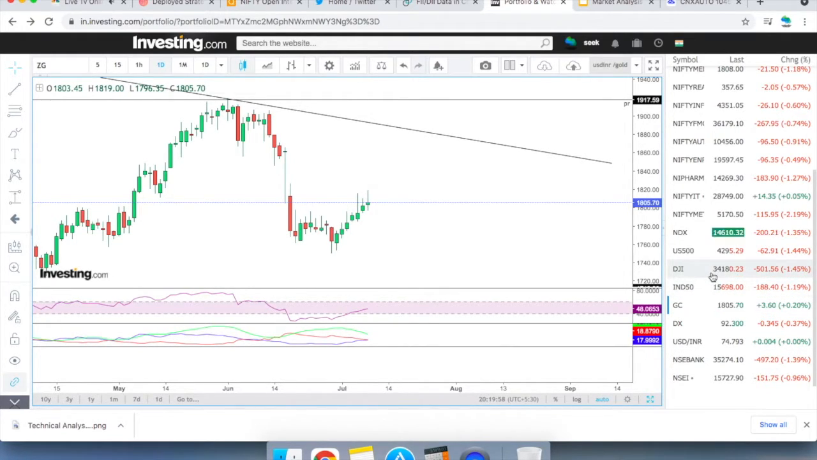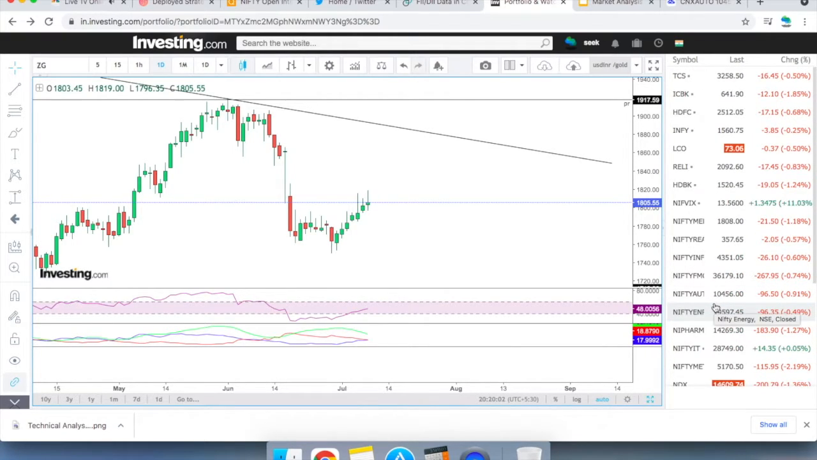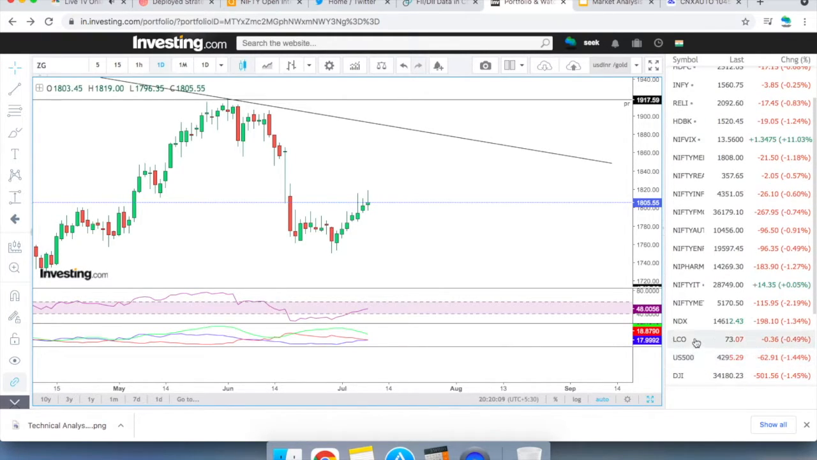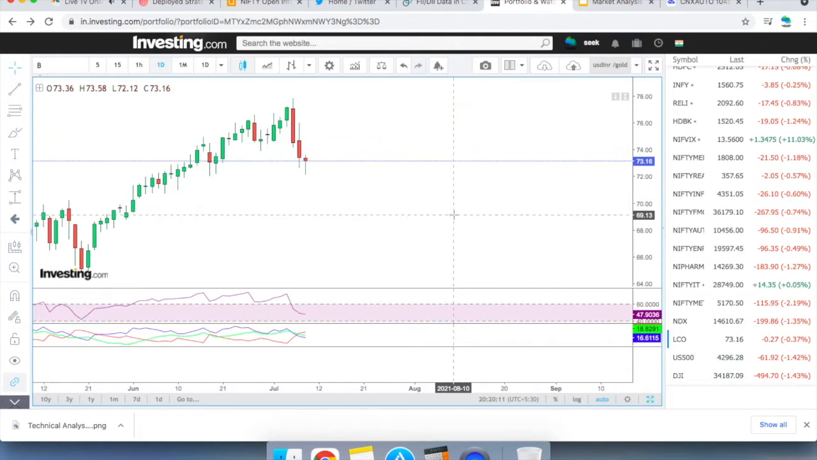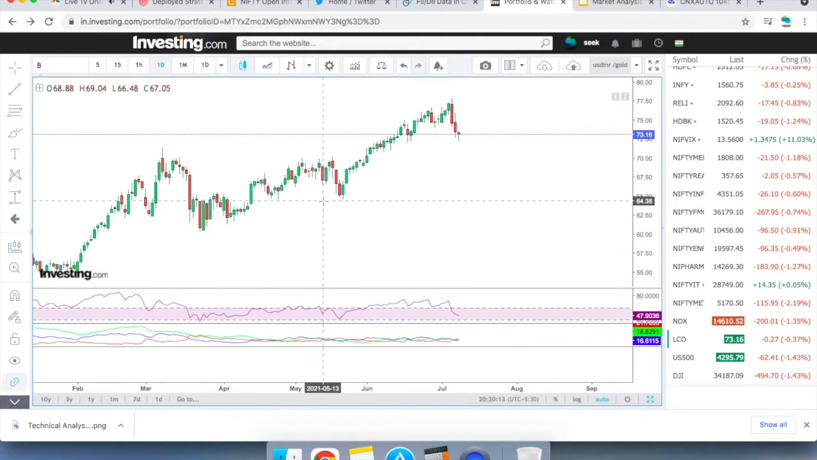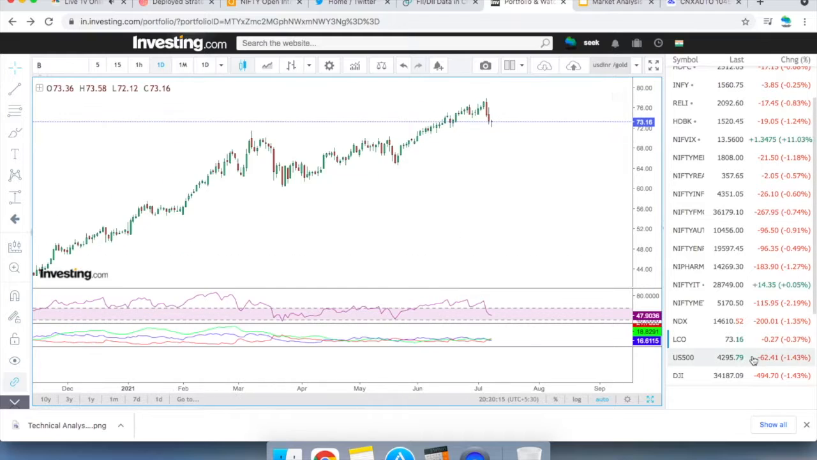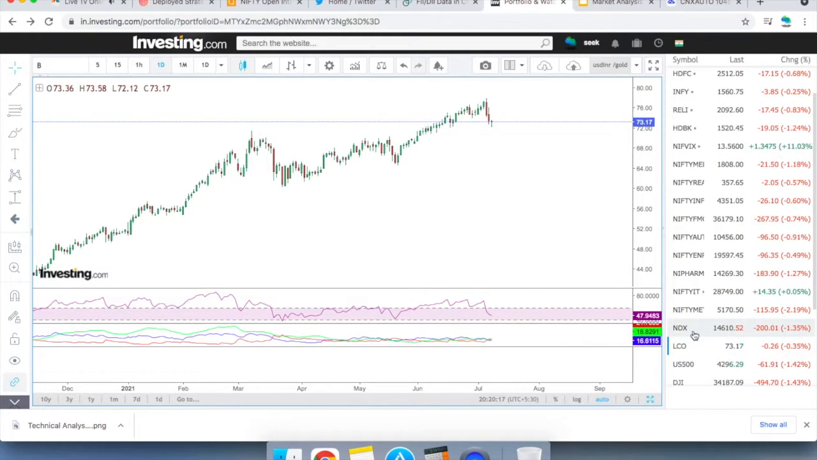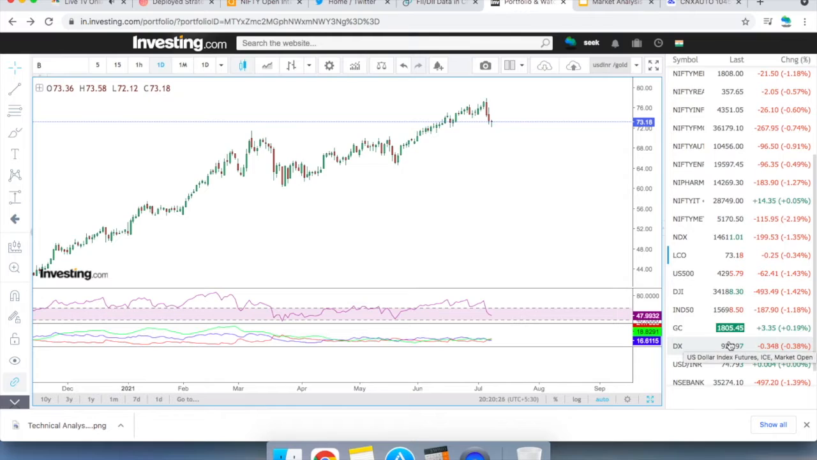Now another thing that has happened is the oil. Brent oil seems to have fallen further, right? It's continuously falling. So that's what the gold, oil, and USD dollar is all about.